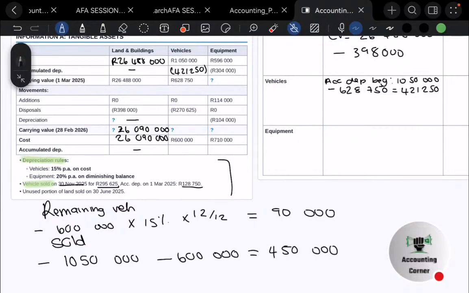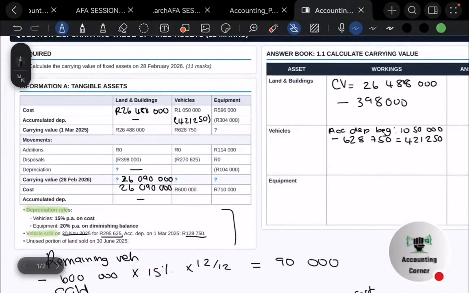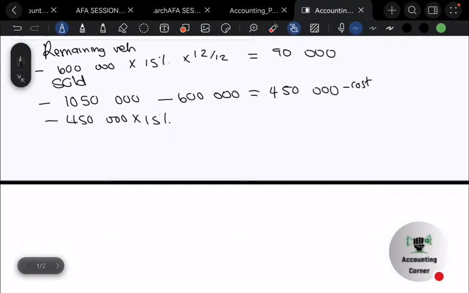Now that we have the cost, we need to calculate the depreciation. It will be 450,000 multiplied by 15%. But let's go back to the information. This vehicle was sold on the 30th of November 2025. We were told at the beginning that our year ends on the 28th of February 2026. So we did not have these vehicles for the full year.